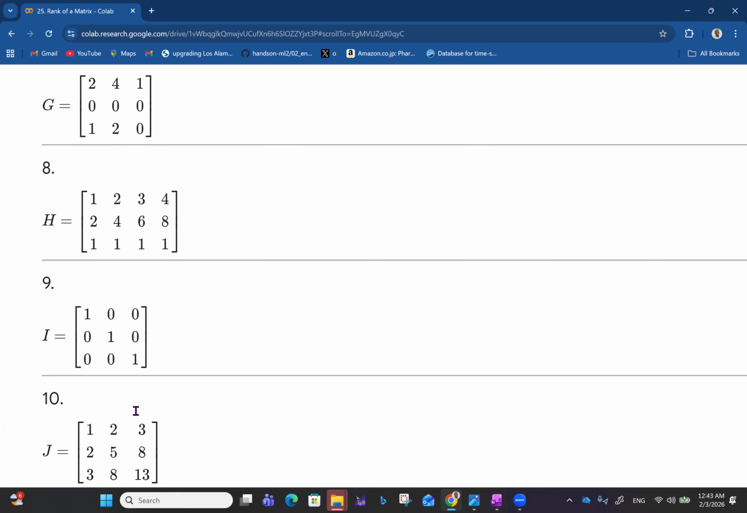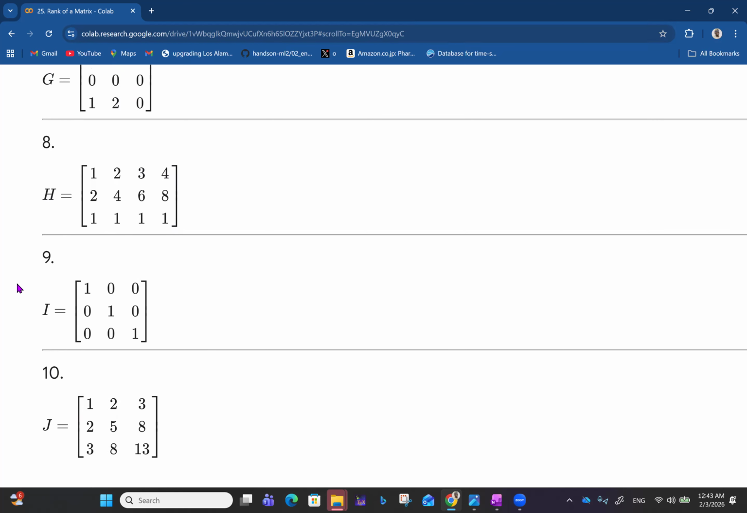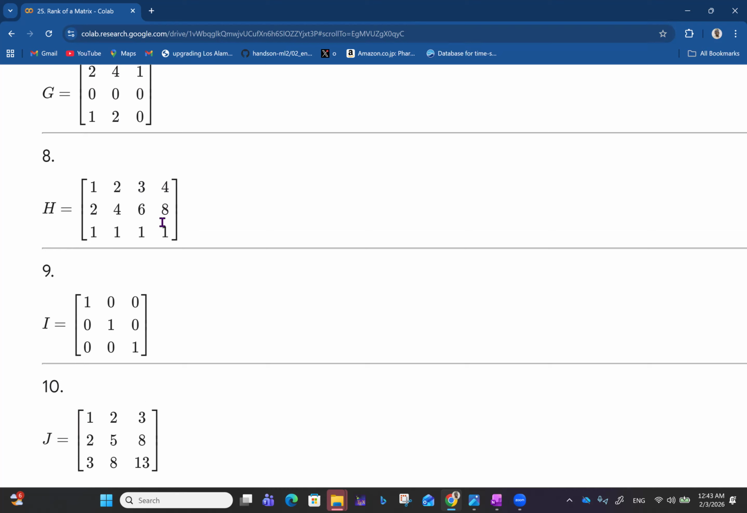Okay, so we have a 4 by 4 case. I'm tempted to do that. Let's see. Okay, 1, 2, 1, 2, 3, 4. This is a multiple of this, so most likely the rank is going to be 2. It can be 1 too, but until you do it, you don't know. So it can also be 1.